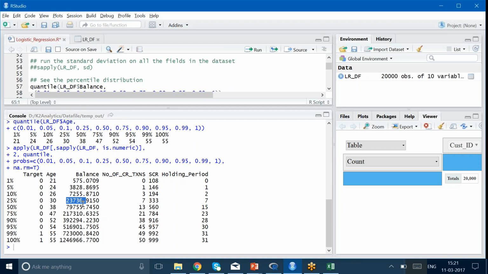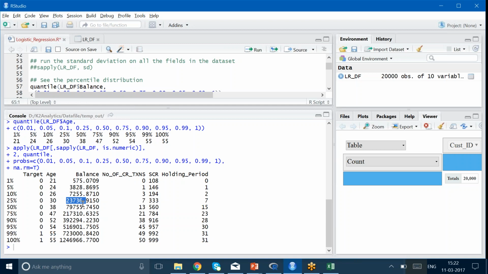For continuous variables, we see the percentile distribution. If there is an outlier on the lower side, which is towards the 0, 1 percentile, I am going to cap values at P1. At times you may want to cap values at P5 also. If there are outliers on the higher side, typically I will cap values at P99, or if required I may cap even at P95.